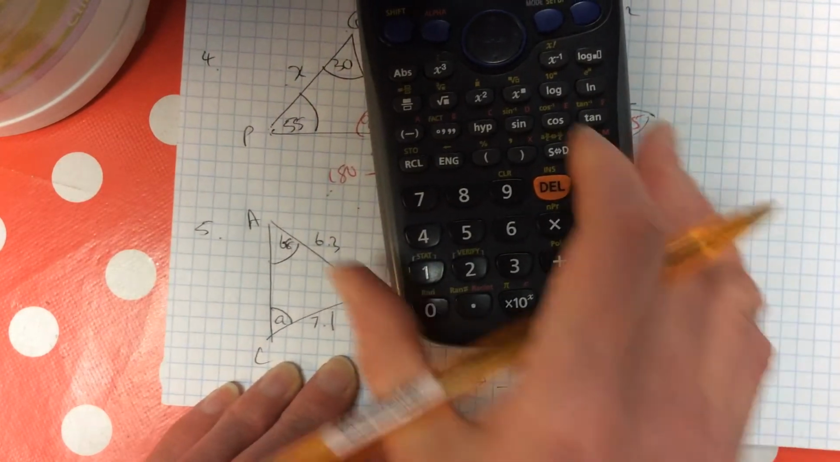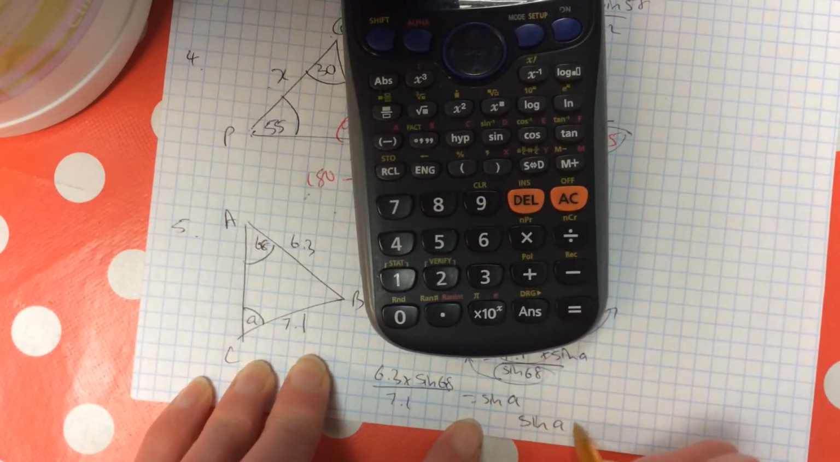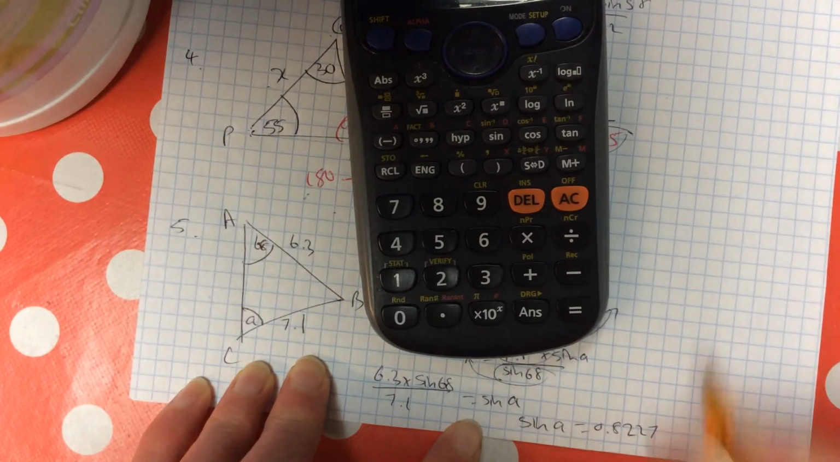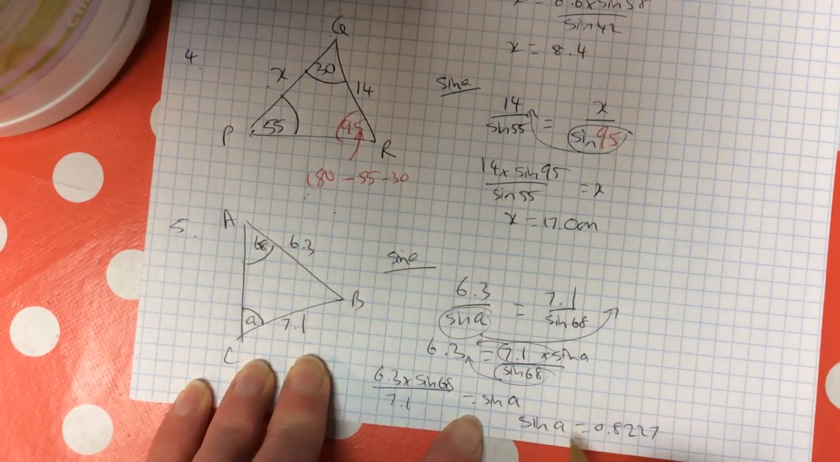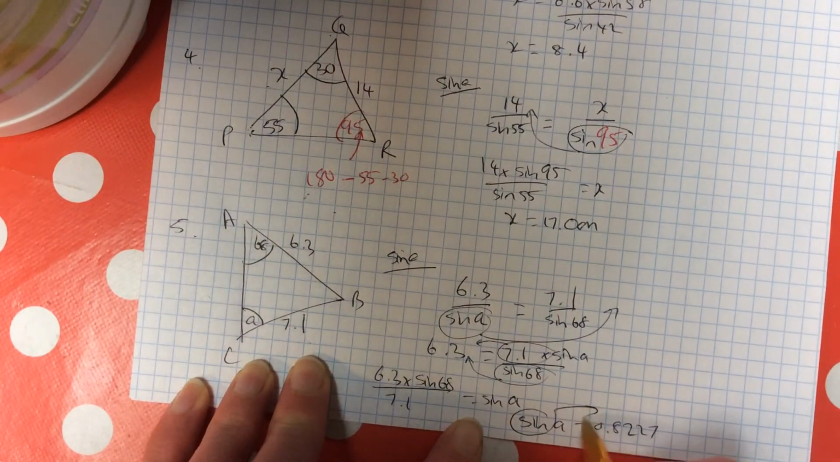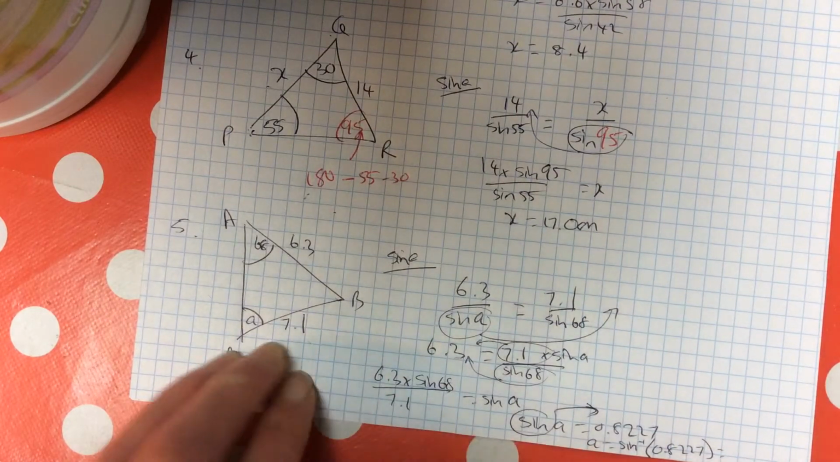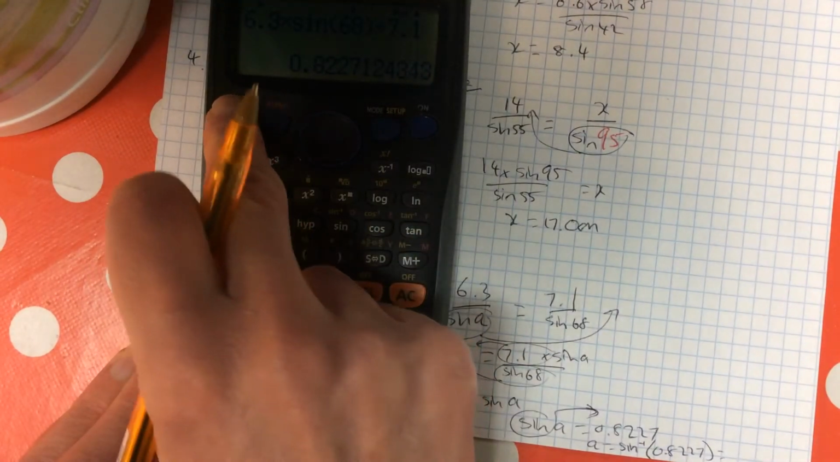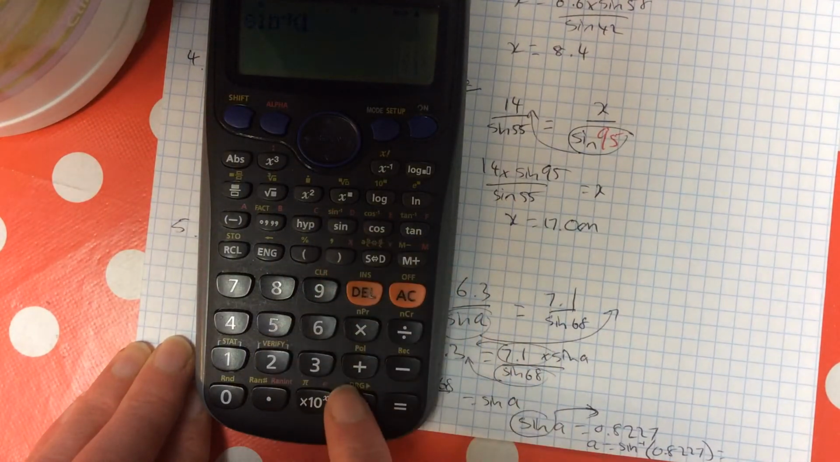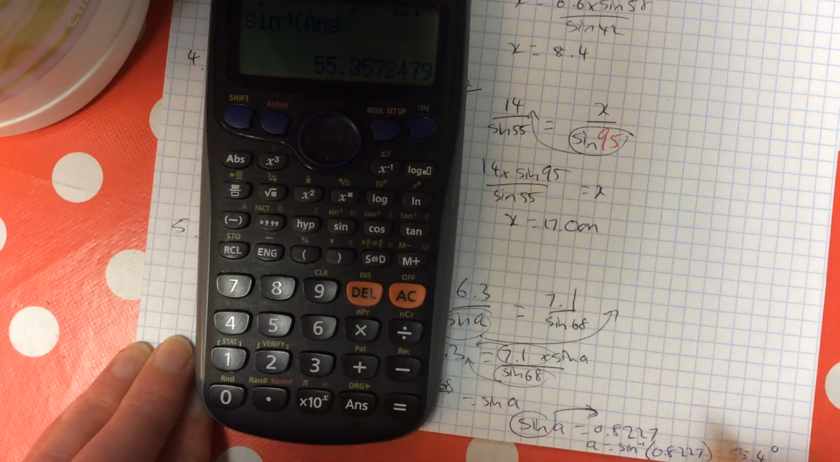Gives you sine A to be 0.8227. You want the angle on its own. So you bring this sine over, and that's when it becomes inverse. So inverse sine, your answer. So in your calculator, it's shift sine answer to give you 55.4 degrees.